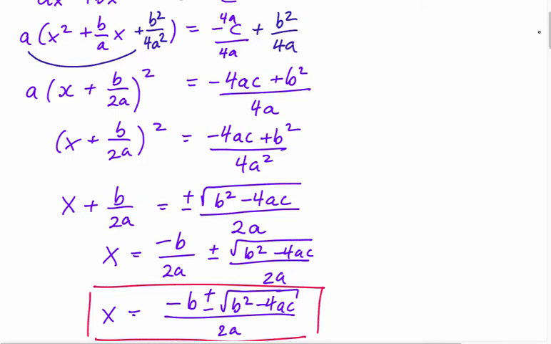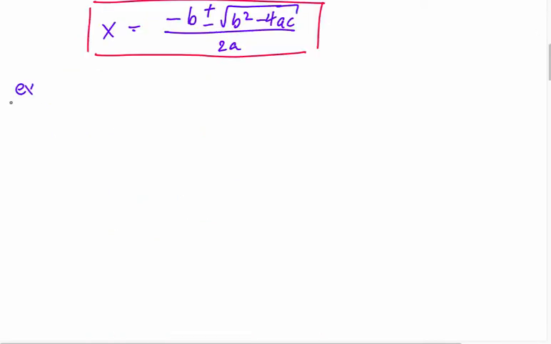So let's see if we can use this to try a couple of examples. Let's try and solve 3x squared minus 4x minus 5 is 0. We've got two other tools that we could use. We could try and factor it. We could try using the square root method, moving the 5 over, which is essentially what this quadratic formula is doing for us as a general solution.